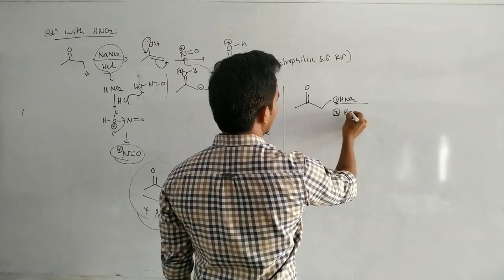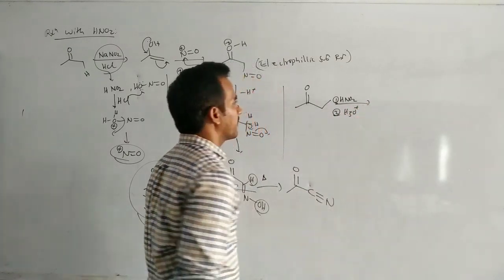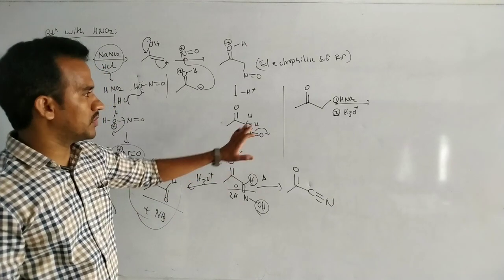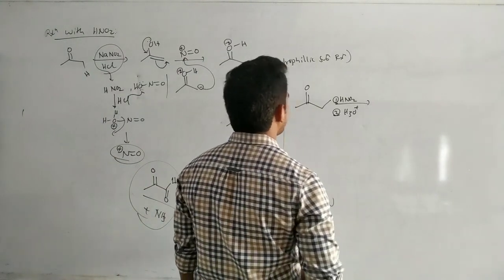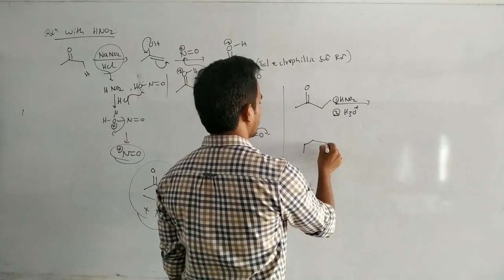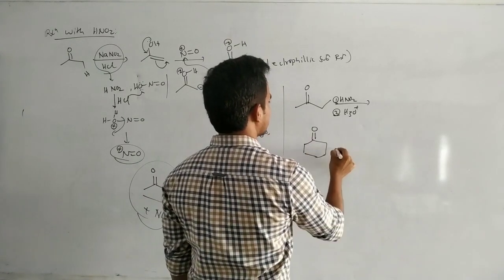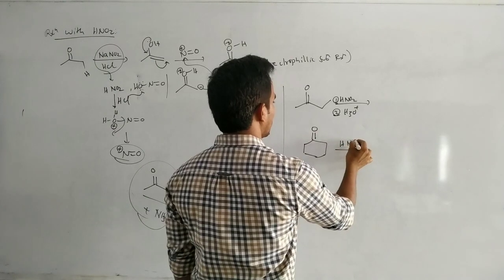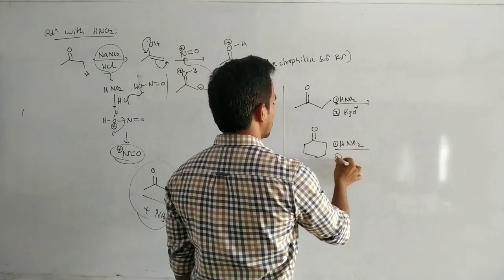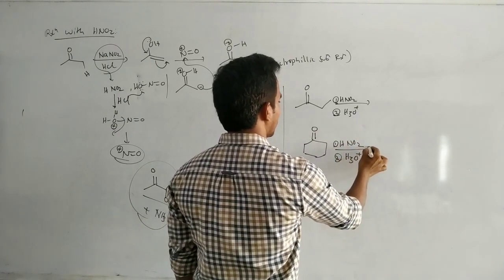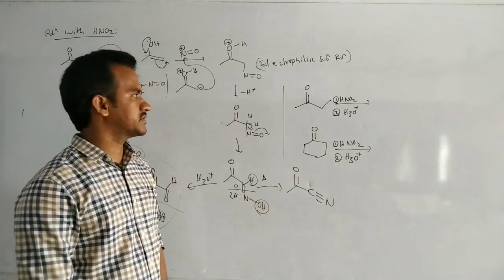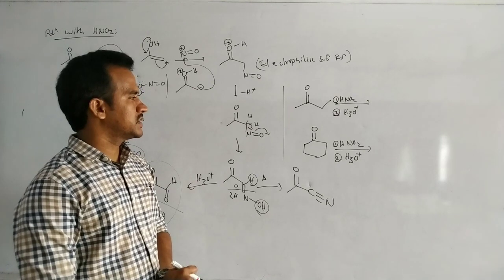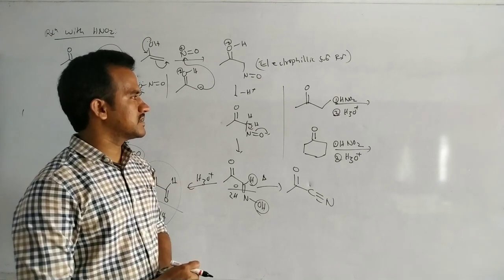HNO2 and second one hydrolysis. Okay, so nitroso compound and hydrolysis. Write the product for this reaction: HNO2 and then hydrolysis. From the HNO2, the NO plus electrophile is generated. Okay, that's it.